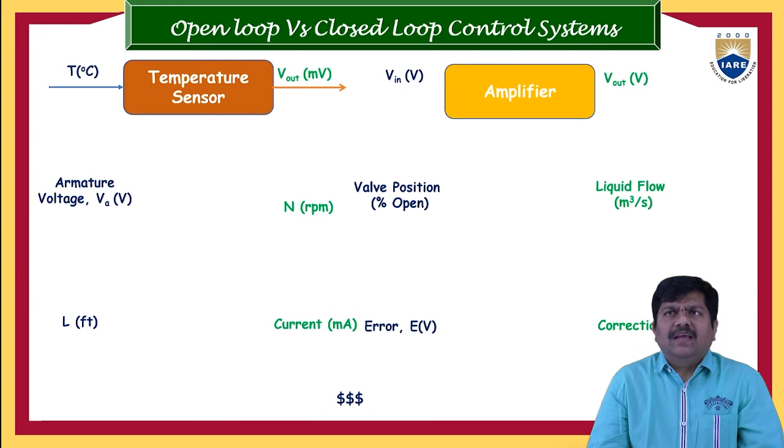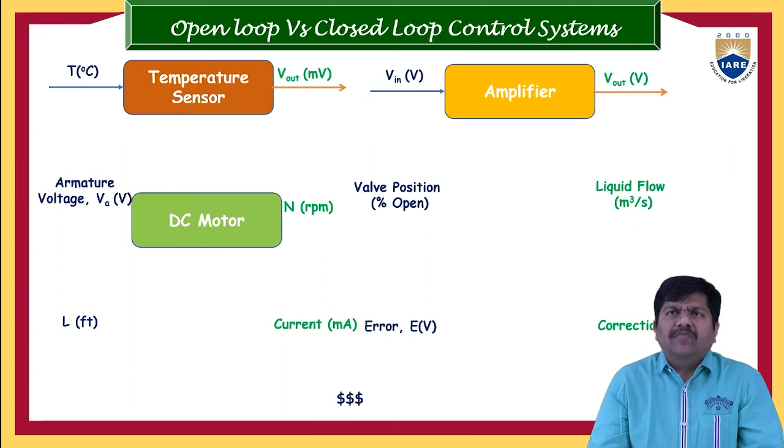Similarly, take an amplifier, because in this slide I am going to present different open loop control systems along with the inputs and the outputs. Here the input is a voltage and the output is also a voltage. The next one is a DC motor. The armature voltage, how much voltage you apply across the armature, is the input, and once the voltage is applied, the motor revolves at different speeds. So the output is the speed.